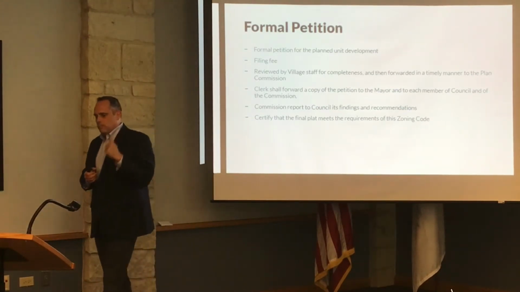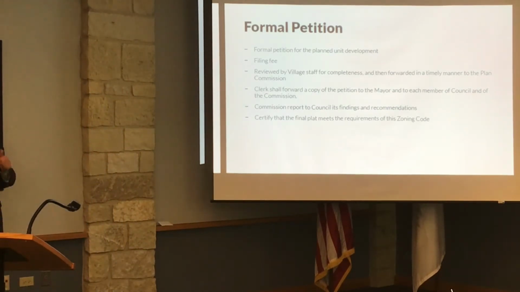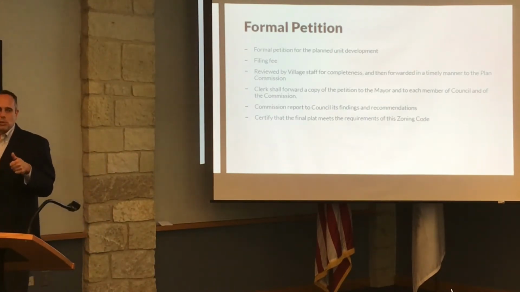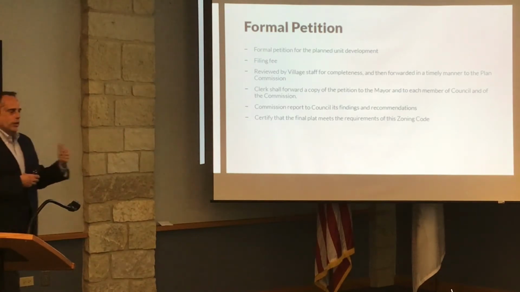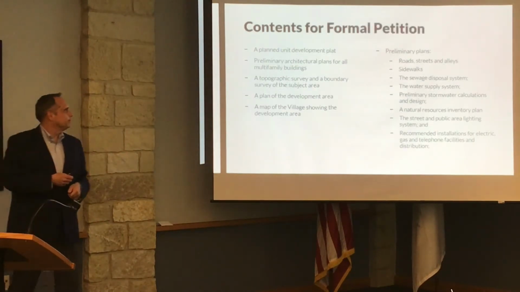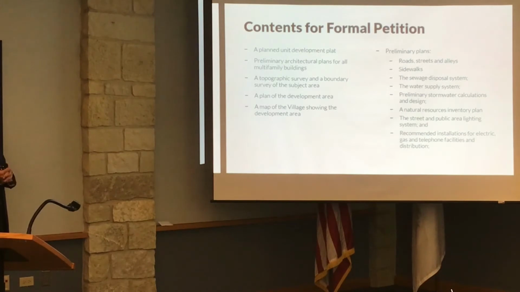So it meets with staff, they review it, and staff determines if the application is complete and they have everything they need to proceed. If they do, it gets on the Plan Commission docket. A public hearing notice will be sent out to all property owners that are required to meet the distance requirement. The Plan Commission will conduct a public hearing, a series of meetings. They then will make determinations of findings of fact and a recommendation. That recommendation will then go to the village board. The village board will then vote on it, and then the plat can be recorded and the development can move forward. The contents of the formal petition are these: a development plat, preliminary architecture for all multifamily and non-single-family buildings.